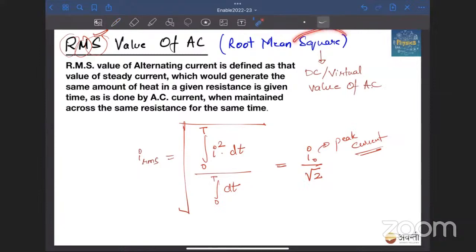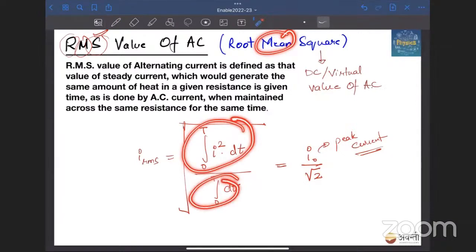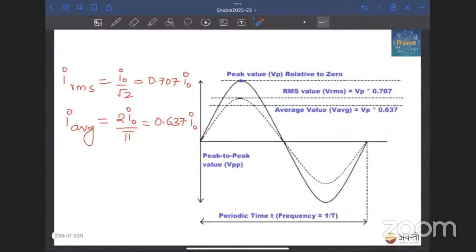Start from back: first square of the current, so I did a square. Then I took mean. Mean means total current divided by total time. Then I took root. So two things we have discussed. One, IRMS, and second, I average. IRMS is I naught by root 2, where I naught is peak current. If I calculate the value of 1 by root 2, it will come 0.707.